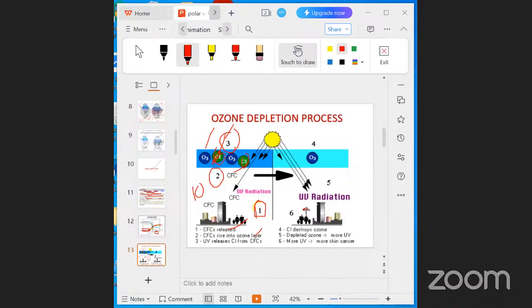And the next point, the fourth one, is that these atoms actually destroy ozone, not the intact ODS molecule. It is estimated that one chlorine atom can destroy over 1 lakh ozone molecules before it is removed from the stratosphere.